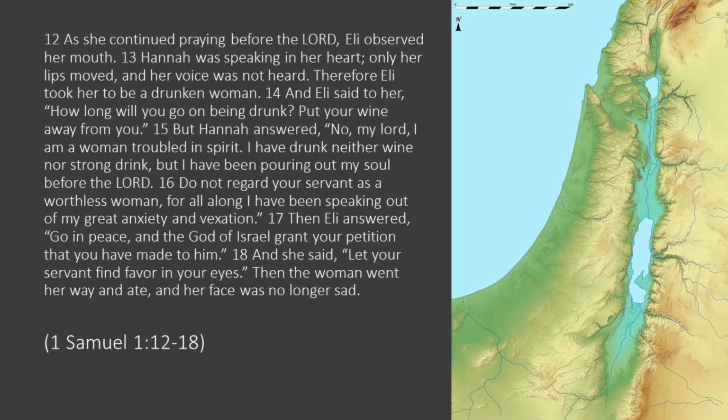As she continued praying before the Lord, Eli observed her mouth. Hannah was speaking in her heart, only her lips moved, and her voice was not heard. Therefore Eli took her to be a drunken woman. And Eli said to her, How long will you go on being drunk? Put your wine away from you.